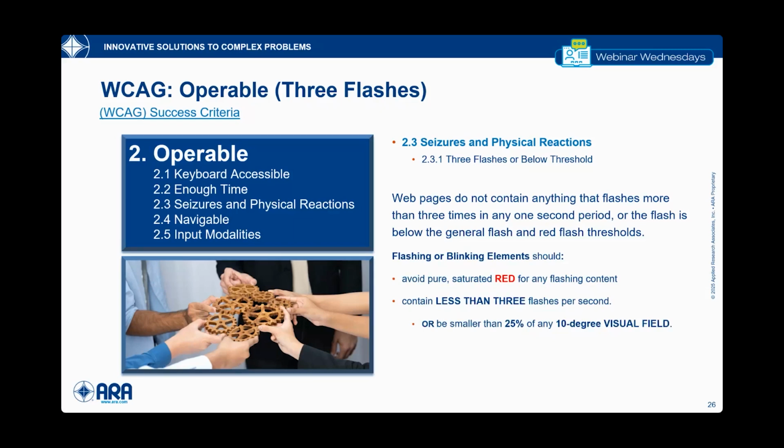There's additional threshold limit guidance available online for exceptions allowed for objects that are smaller than 25% of any 10-degree visual field at a typical viewing distance. To keep it simple, I would just suggest that you don't exceed the 3 flashes per second and make sure that you avoid using bright red. If your content does not meet those 2 requirements, then please refer to WCAG 2.3 guidance for seizures and physical reactions to calculate the percentage of visual field before publishing anything.